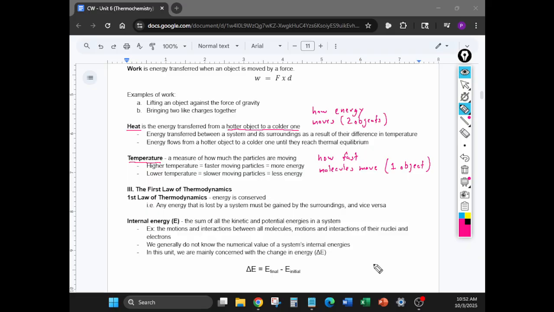Okay, so that's the difference between the two. Heat is energy moving between two objects, and temperature is just how much energy one object already has.